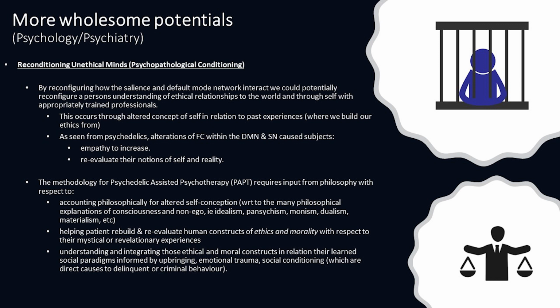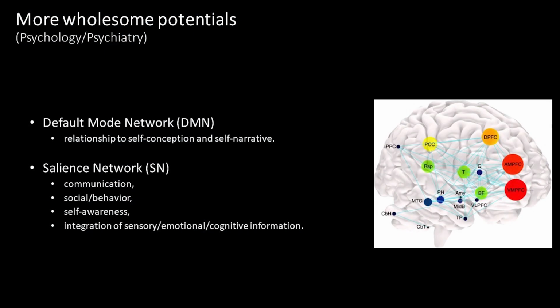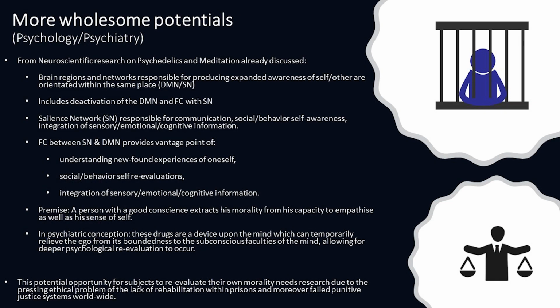So the prison system is obviously not the best place because a lot of those behaviors are just simply reinforced through being subject to other people with similar tendencies. So what's the prime candidate here to bring about this change? Clearly, it's the default mode network in terms of its relation to self-conception and self-narrative, and it's also the Salience network in terms of communication, social behavior, self-awareness, integration of sensory, emotional, and cognitive information, all needed to reconfigure a person's ethical relationships to themselves and the world.